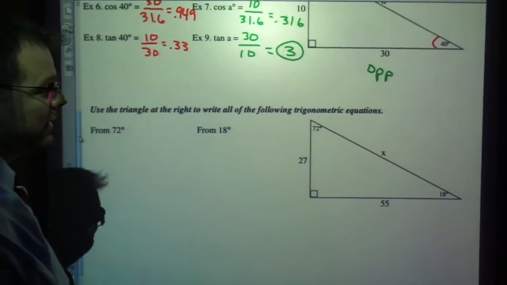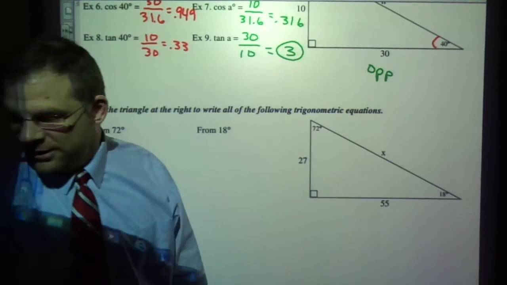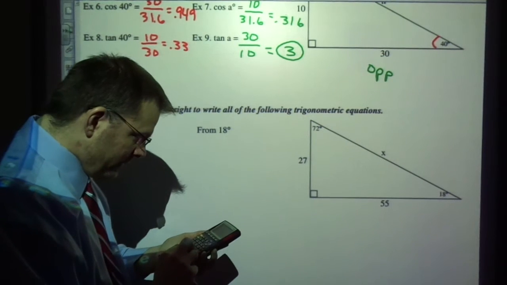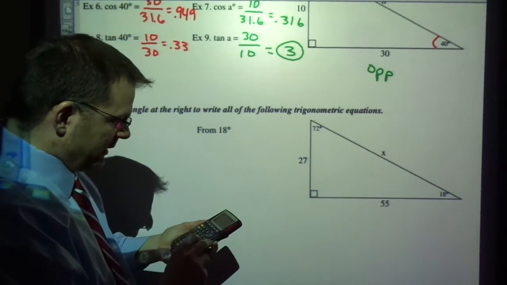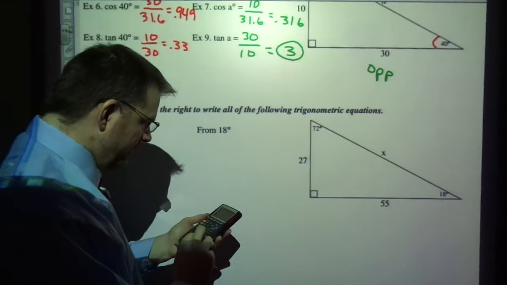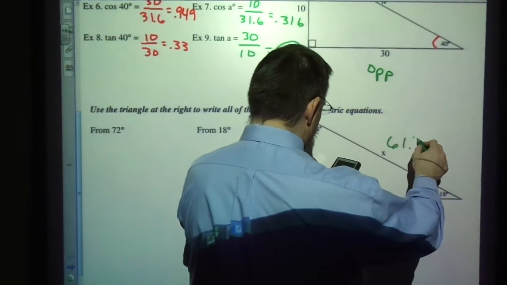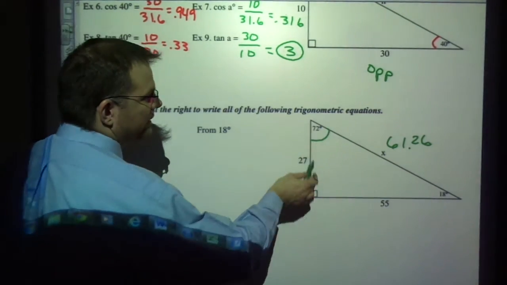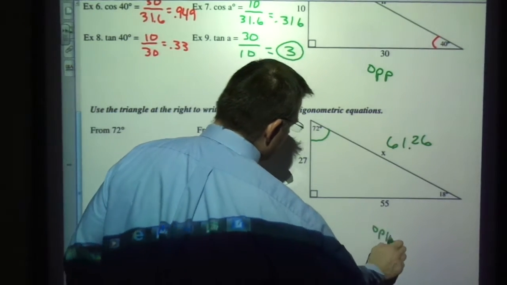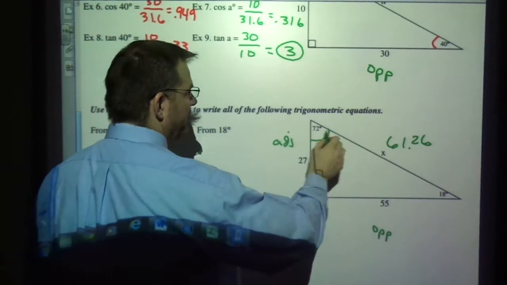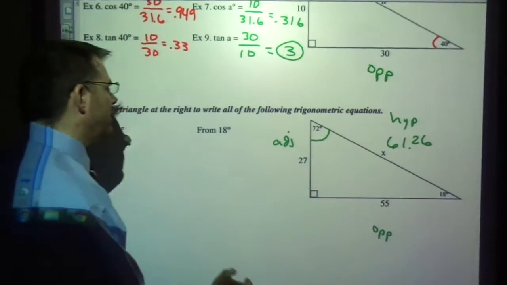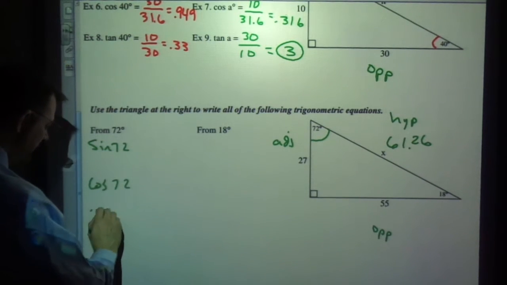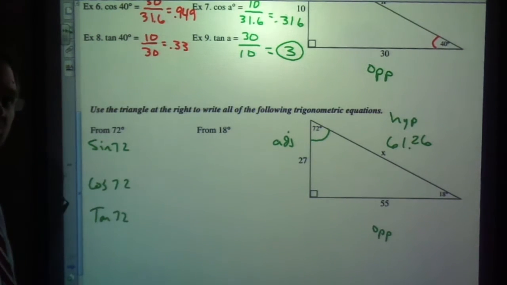So let's do the same kind of thing here. Oh, we need to find x. 55 squared plus 27 squared is 3754. I'll take the square root of that. 61.26. Okay, so from 72 degrees, let's name the sides. Looking across, this is the opposite, this one is the adjacent, and this one is the hypotenuse. Go ahead and try to set up. Find the sine of 72, find the cosine of 72, find the tangent of 72. Go ahead and pause the video and try those.